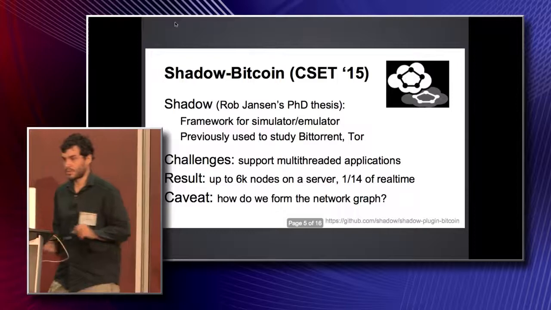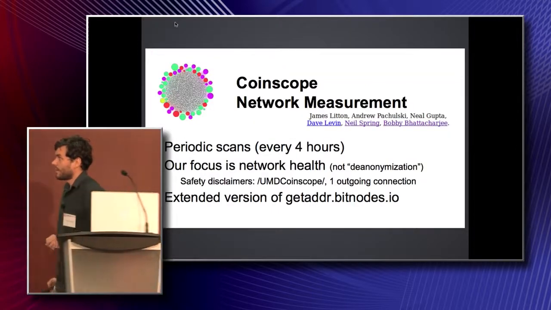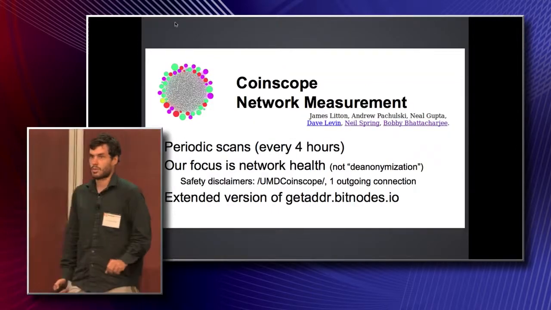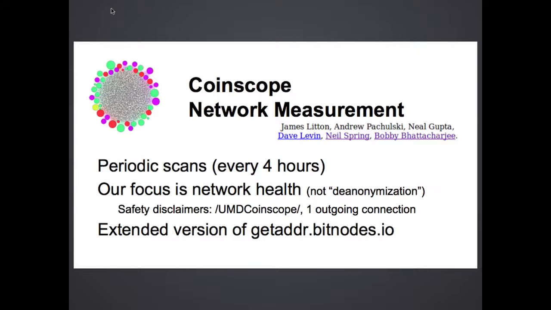But we run into a problem, which is that we need some way of bootstrapping the structure of the network topology, and that's actually a question. We don't know what that looks like. So that brings me to the next project, which is Coinscope. The goal of this is to measure Bitcoin's overlay network topology. So this is something where we actually run scans of the network roughly every 4 hours, periodically.